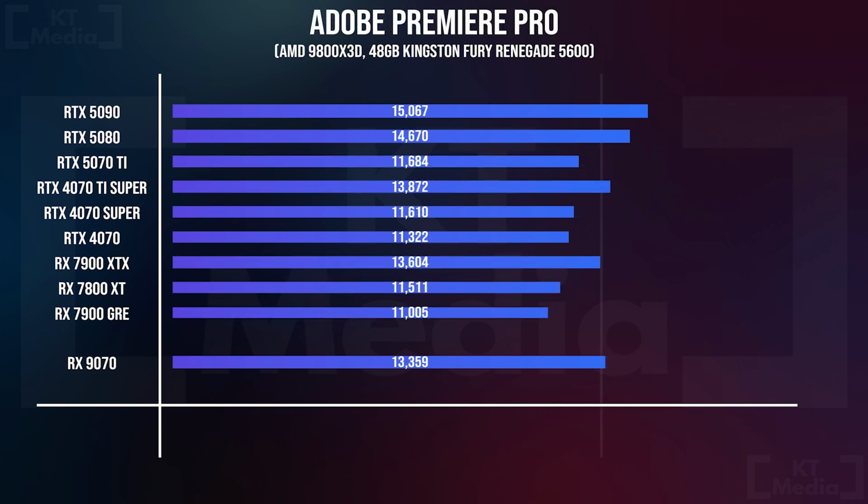Moving on, we have the Adobe Premiere Pro test. The Adobe Premiere Pro test puts the RX 9070 comfortably in 4th place. It's only superseded by the RTX 5090, RTX 5080 and the RTX 4070 Ti Super. The RX 7900 XTX and the RX 9070 have a very close margin.